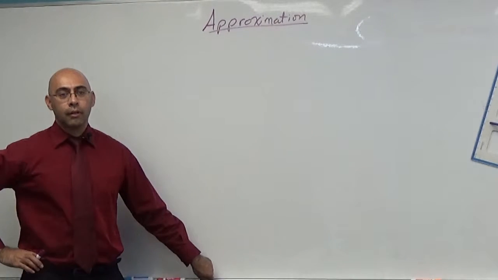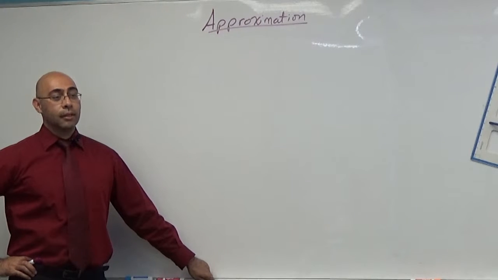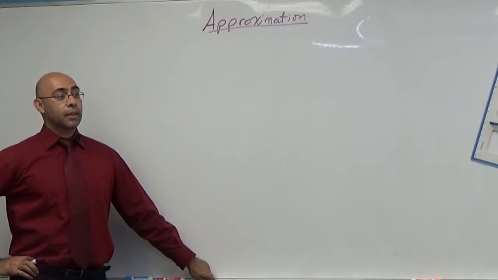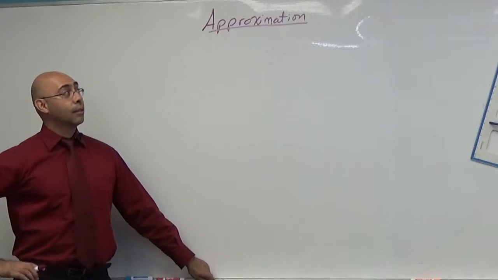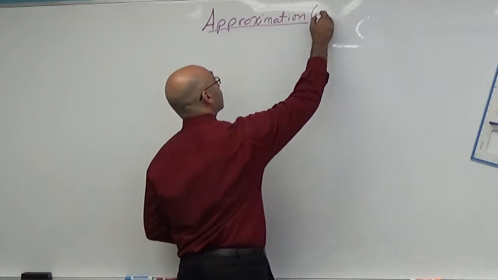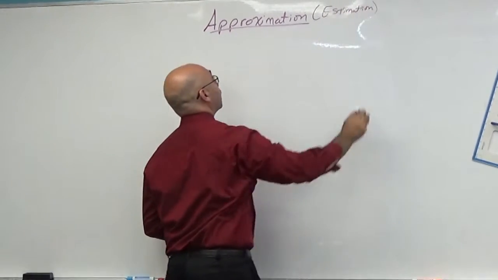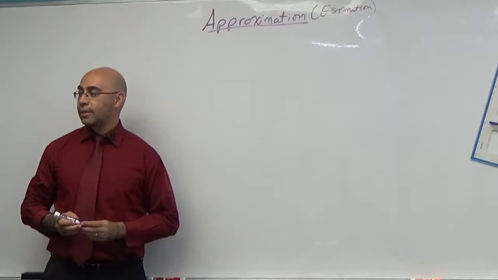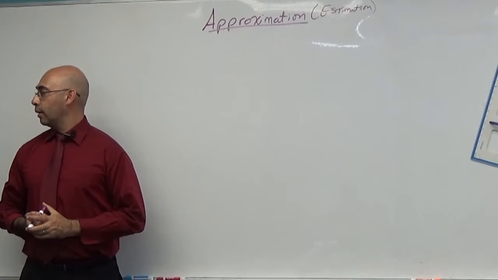So what would that mean then for approximation? The answer, but not the exact answer. All right, as close to the exact answer as you can get. Like an estimate? So an estimate. So when we're talking about approximation, we're talking about estimating. So very good. Estimation. We don't want an exact answer, we want close to the answer.